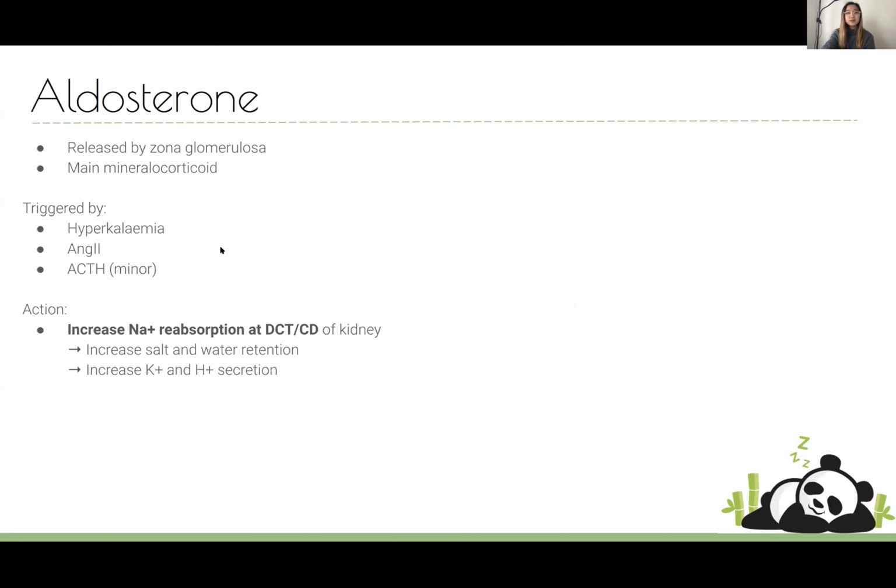So aldosterone is released by your zona glomerulosa. It's your main mineralocorticoid, and we'll come across this in all the renal stuff before. It's triggered by hyperkalemia, angiotensin II, and ACTH in a minor way, and it increases sodium reabsorption at your DCT or collecting duct of your kidney.